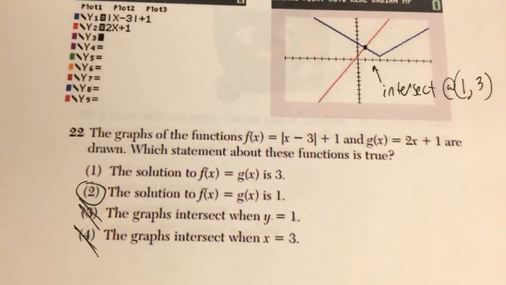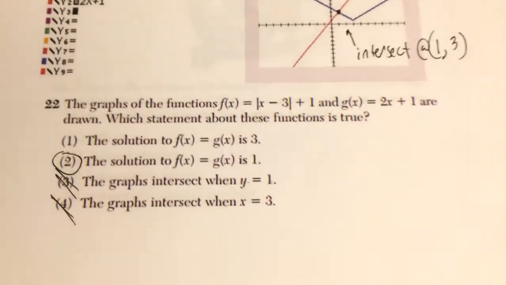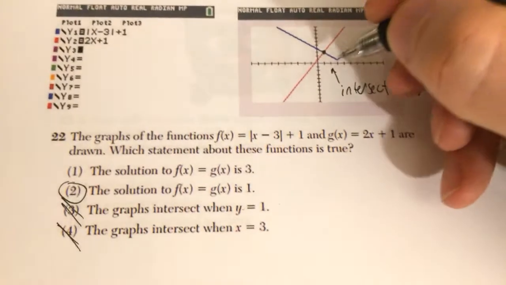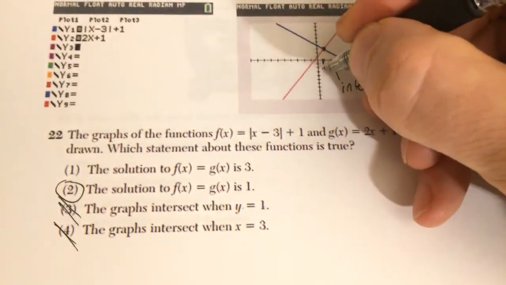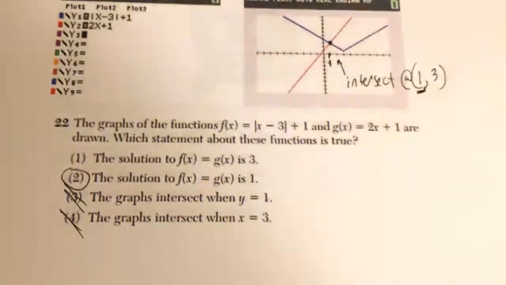Now, it was kind of confusing between number 1 and 2. The solution, when they equal, is 1 or is it 3? When you're talking about where they intersect in the solution, you're talking about what the x value is for where that intersection is occurring. So this intersection is occurring at 1, so you're focusing on the x value. That's why we picked choice number 2.